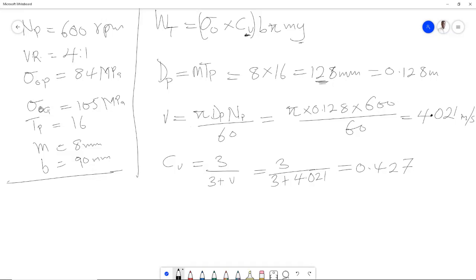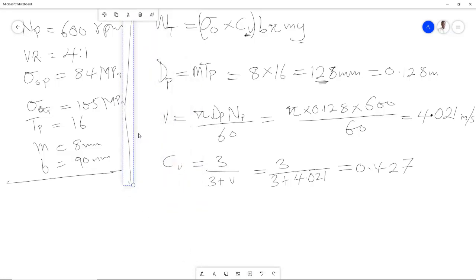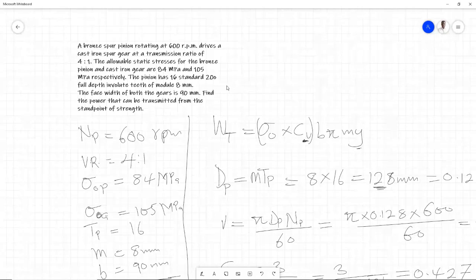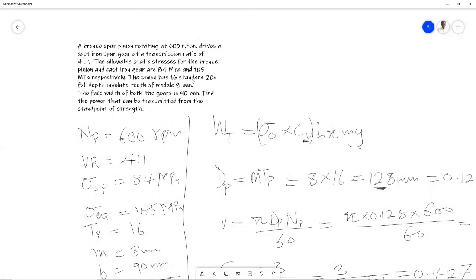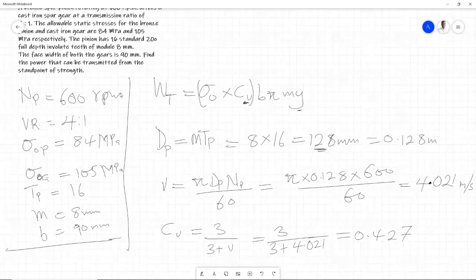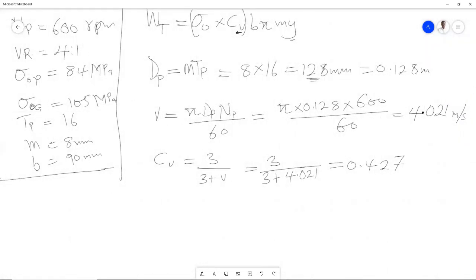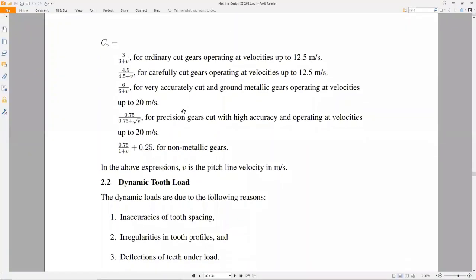So in this case, we need to determine the Lewis form factor, the form factor Y. The form factor Y, we can determine based on the type of tooth profile that we have. If we go back and read, you see it has been stated that we are having an involute: the pinion has 16 standard 20 degree full depth involute teeth. So we are dealing with a 20 degree full depth involute profile, and we need to obtain the form factor based on that information.